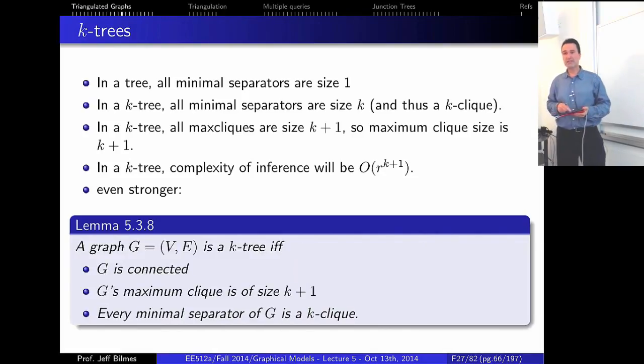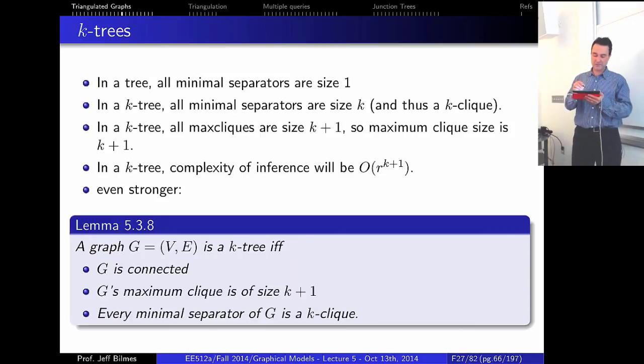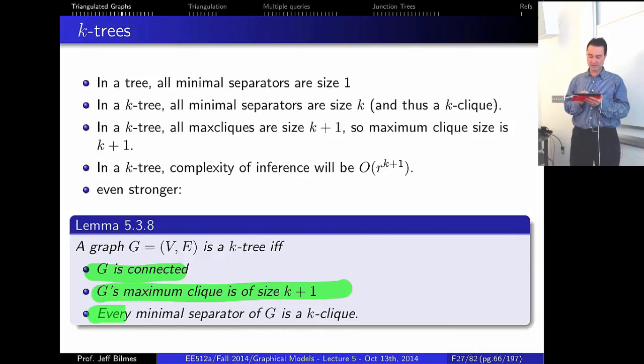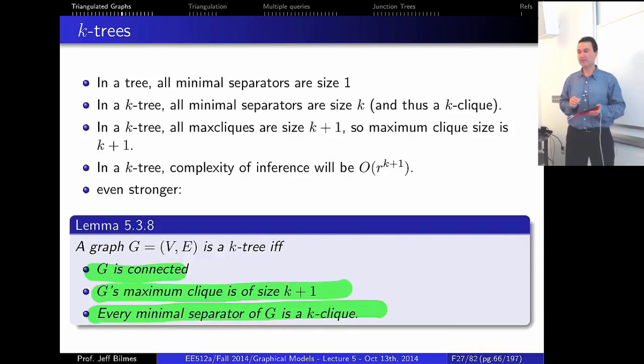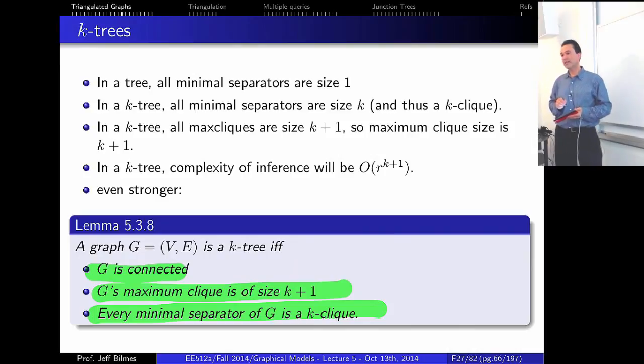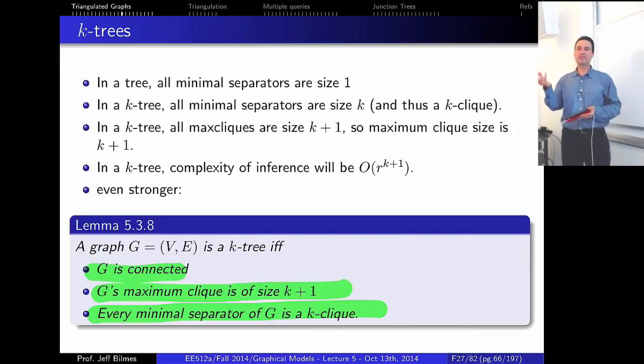So more strongly, we can essentially define a K tree as a graph which has the following properties. It has to be connected. Its maximum clique is of size K plus 1. And every minimal separator has to be a K clique. A K clique is a complete set of size K.